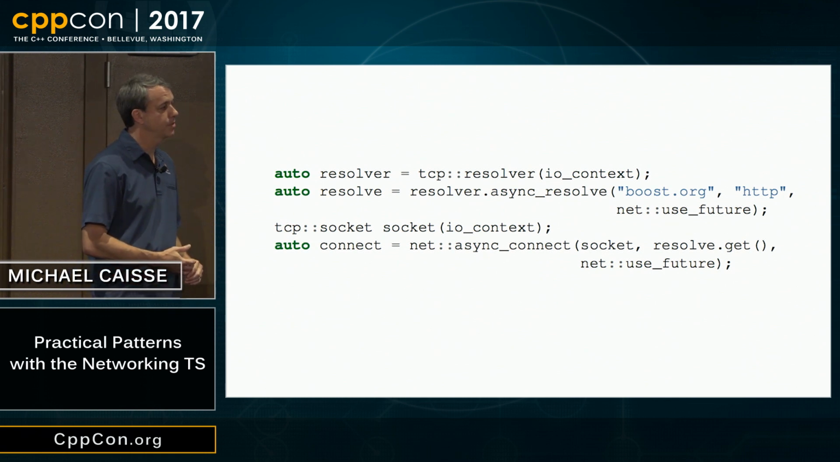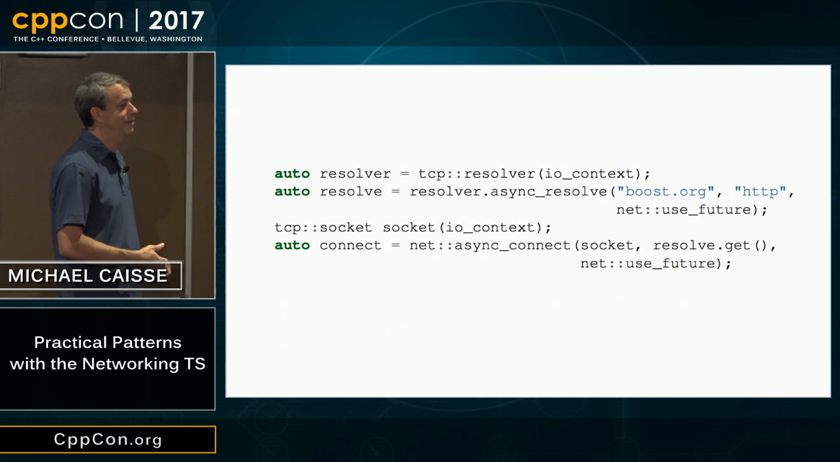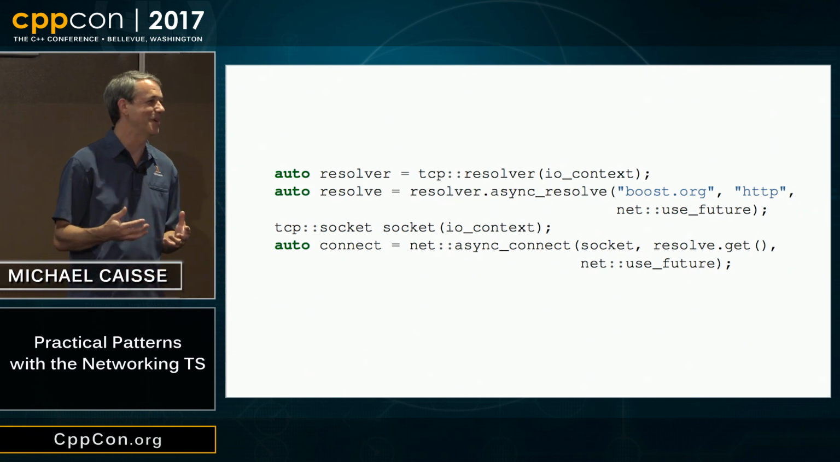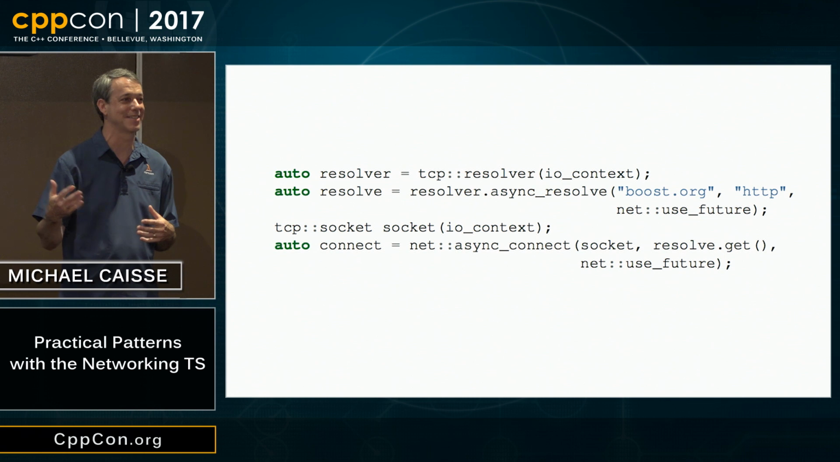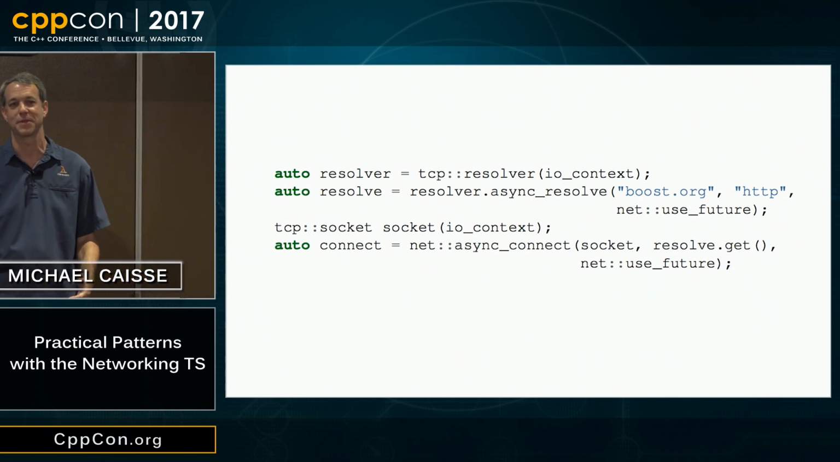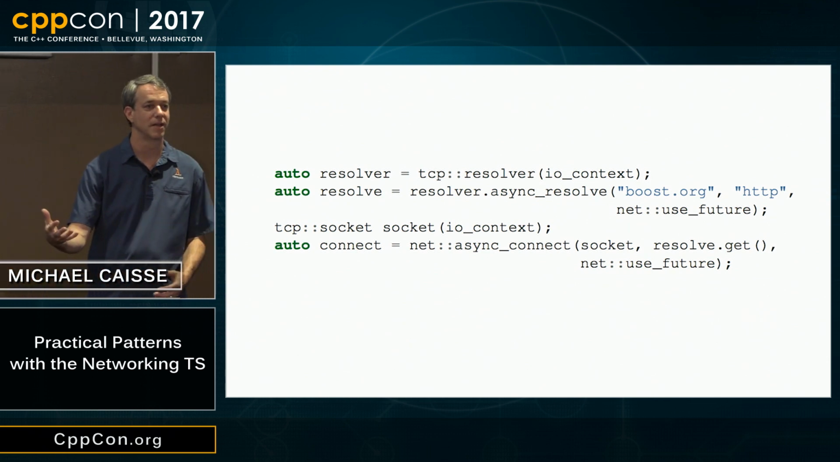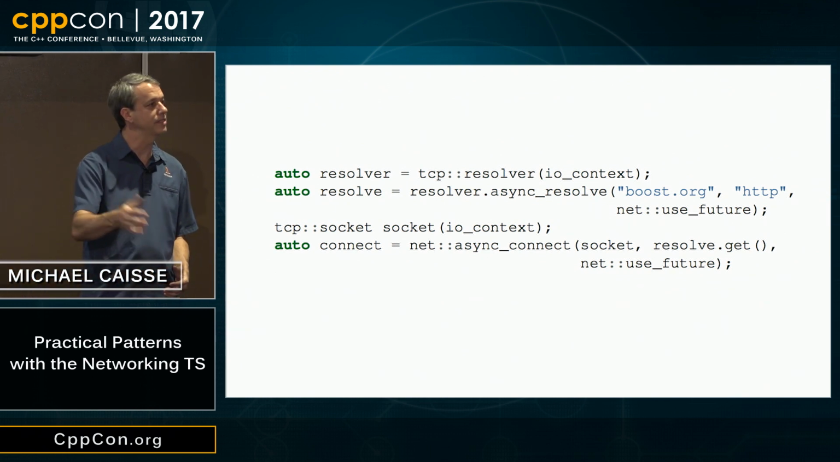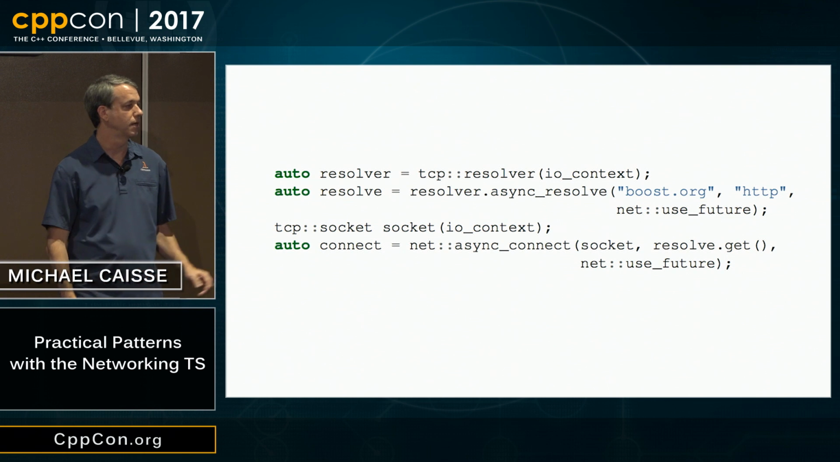What is the type of the future? Well, it's not going to be the error. It's going to be whatever other than the error would normally be passed to the completion handler. So completion handlers receive an error and something else, something useful. It's the useful part. The error will still be received as an exception that's thrown when you do the get.